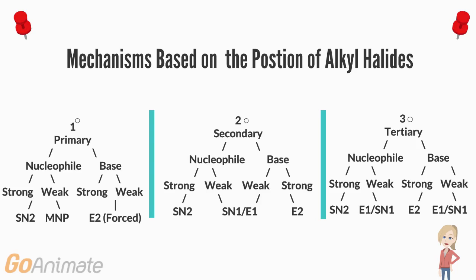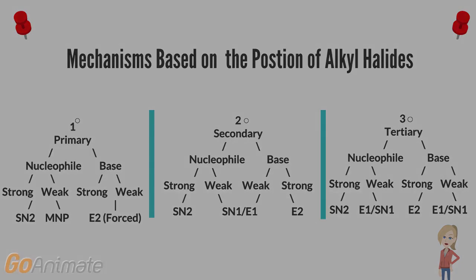Glad I could help. With that being said, let's move on to the next possibility and see what happens when you react a tertiary alkyl halide with a strong base. The same rules apply to bases. This is why when you react a strong base with a tertiary alkyl halide, the result is an E2 mechanism, and why when you react a weak base with a tertiary alkyl halide, the result is an E1 and an SN1 mechanism.